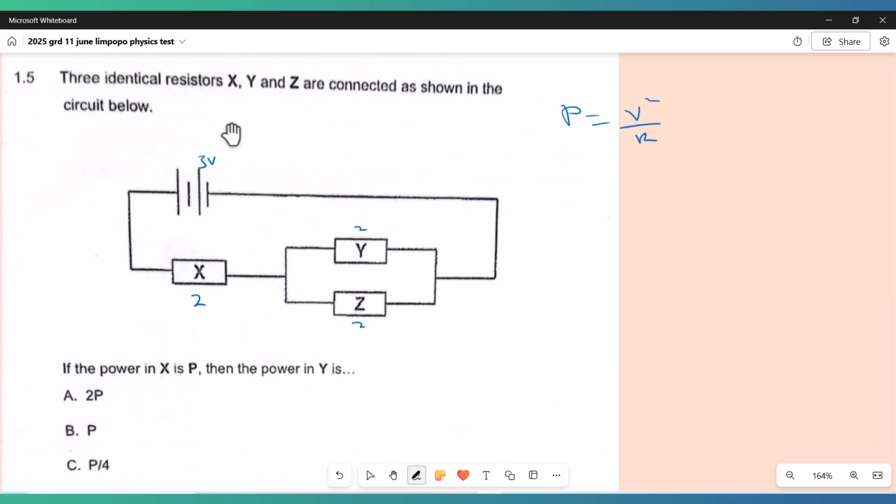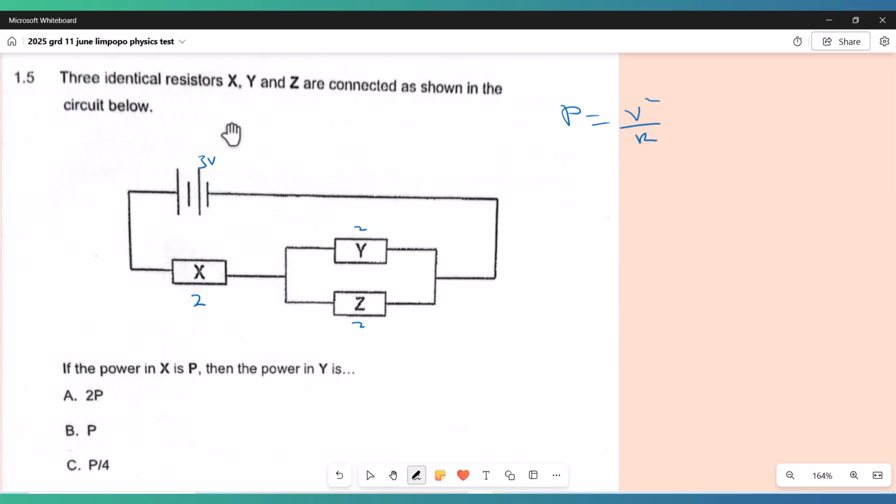By resistance. Or P, yeah, that one is fine. I think first here. The question said that 3 identical resistors X, Y, and Z are connected as shown in the circuit below. If the power in X is P, then the power in Y is going to be what? Now, if these are 2 here, what's my total resistance here?